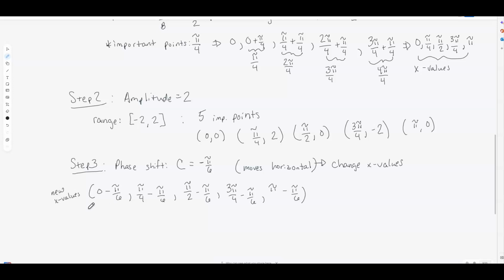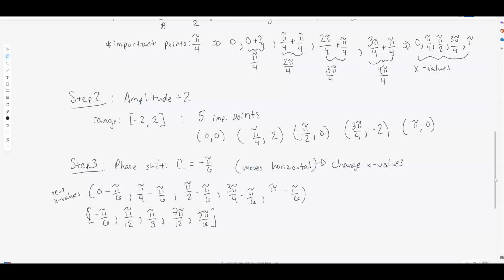Okay? So this becomes negative pi over 6. And then we have pi over 12, pi over 3, 7 pi over 12, and 5 pi over 6. Okay, so these are the x values that we have now. I had done them previously, but if you are having trouble subtracting those fractions, let me know and we can go over that also.